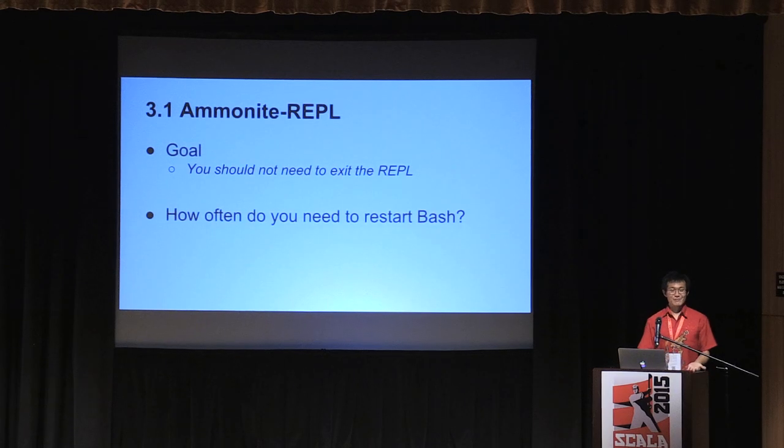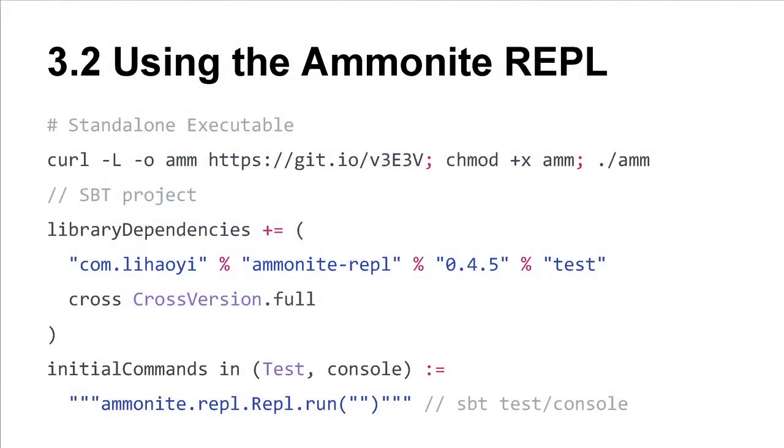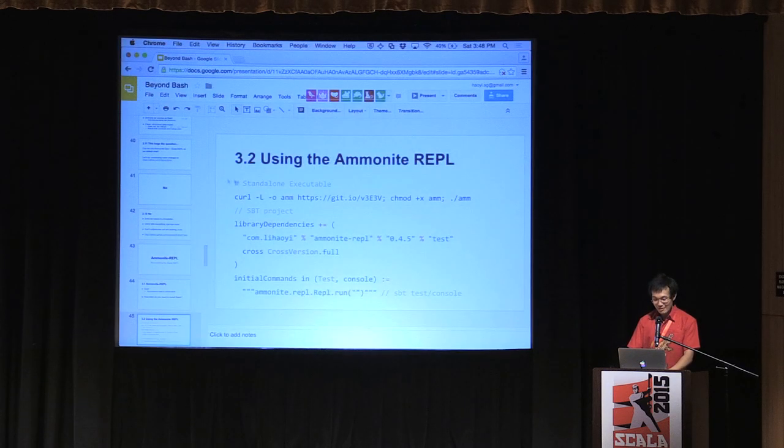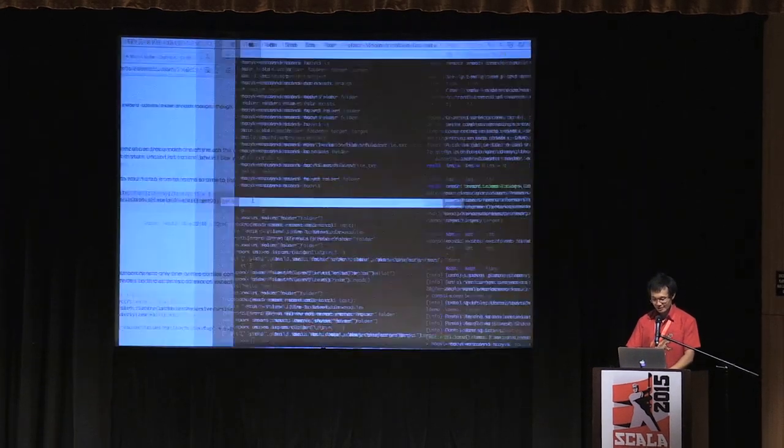How often do you restart your bash REPL because you screw up bash? The answer is not very often. So why should you need to do this to your Scala REPL? Ammonite has both standalone and SBT distributions you can add to any existing SBT project to make your SBT test console use the Ammonite-REPL. And we can try it. So let's just curl it right here.